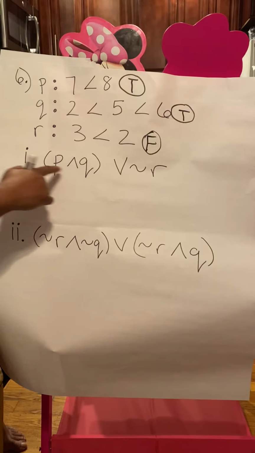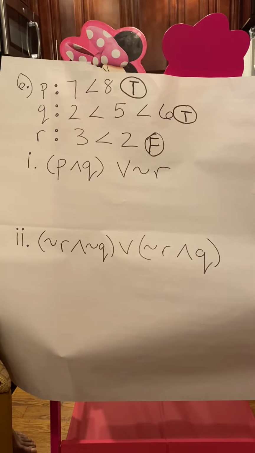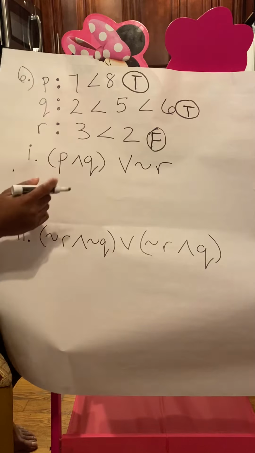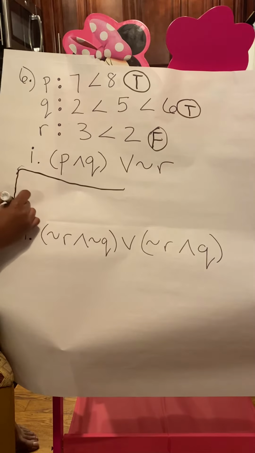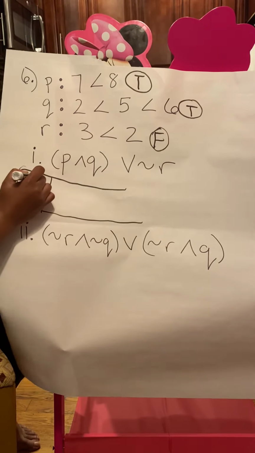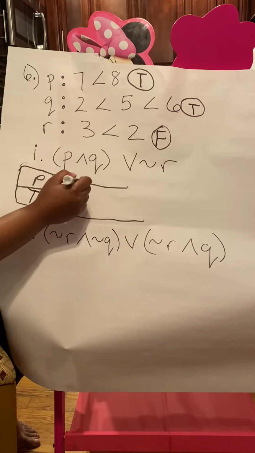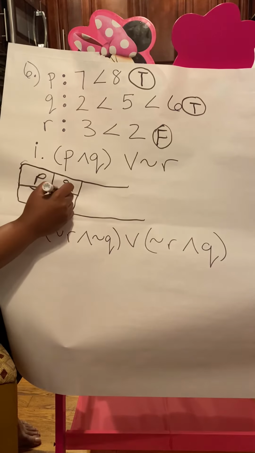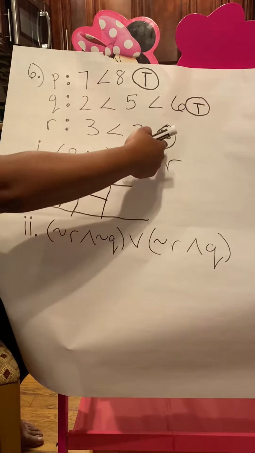So whenever you want to do a complicated truth value, the first thing you have to do is find the truth value of each of the statements. And that's what we did. So I'm going to write it down. I'm going to make my first one-line truth value. So I know that P is true. I know that Q is true. And I know that R is false.